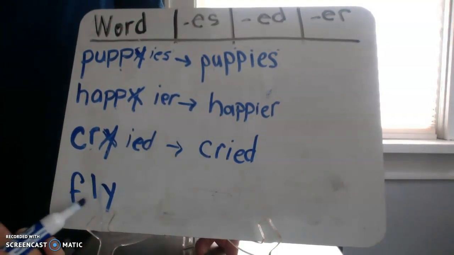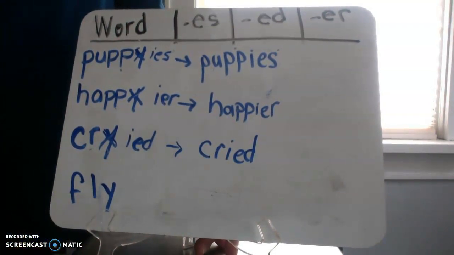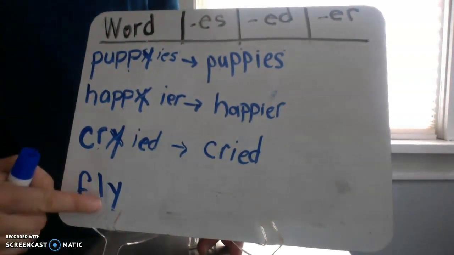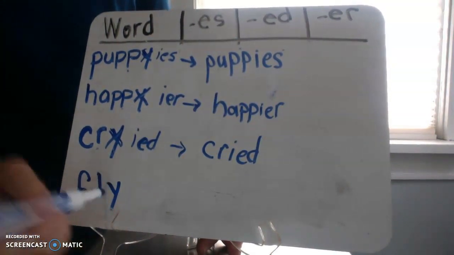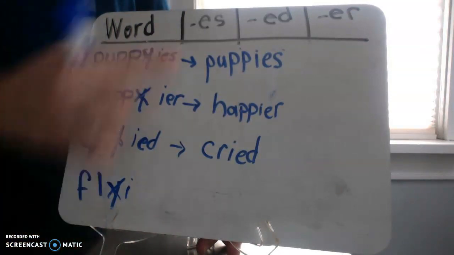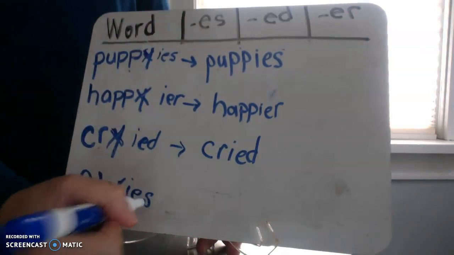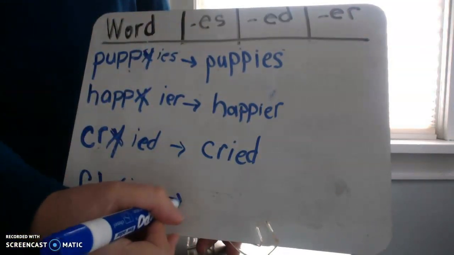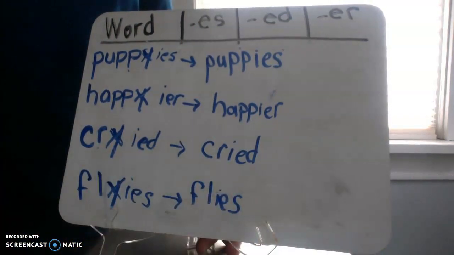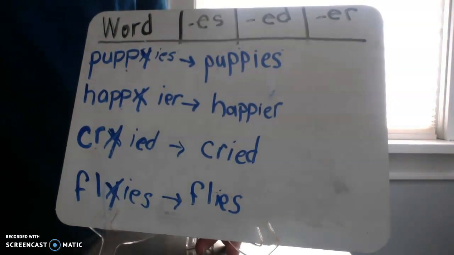Our final word says fly. I want to add the suffix es to fly. I see there's a consonant and then a Y. So when I do that, I cross out my Y, I add an I, and then my suffix es. Now this says flies, just like that.